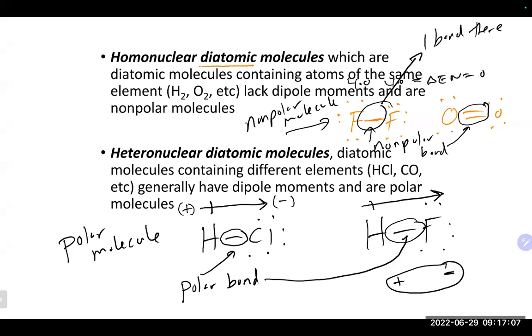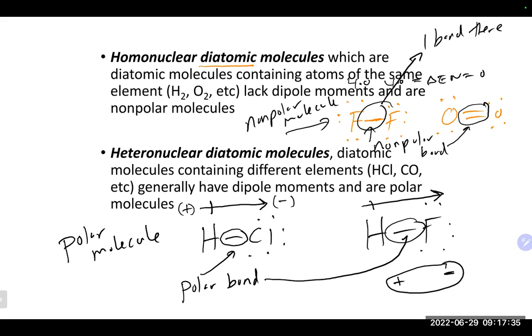So diatomic molecules are really the simplest ones to figure out whether or not the molecule is polar or not. And it's basically dependent on the bond. So if that bond is polar, the entire molecule will be polar. If that bond is nonpolar, then the entire molecule will be nonpolar. It doesn't matter, as you can see there with the oxygen, if it's a double bond, triple bond, it doesn't matter. Again, you're just looking at that individual bond. Is it going to be polar or nonpolar?